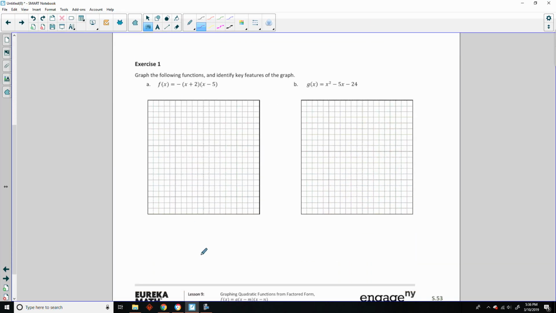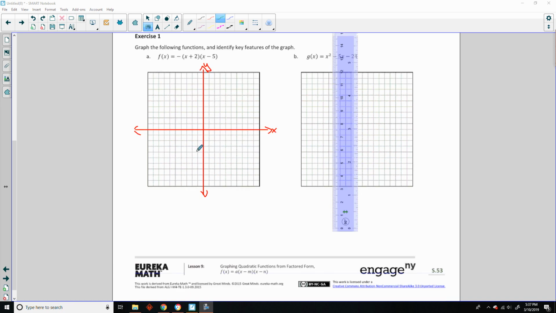Exercise 1. Graph the following functions and identify key features of the graph. So try graphing these. Pause the video, see how you do, and then come back. Okay, so I drew my axis of symmetry. I drew my coordinate plane. I'm getting ahead of myself here. And now I want to substitute values in. Graph the following functions and identify key features.